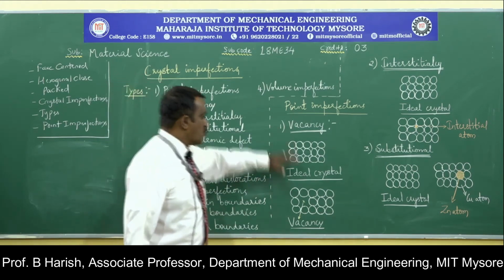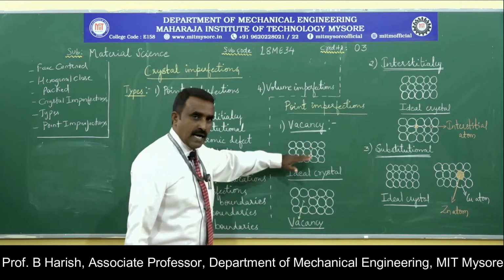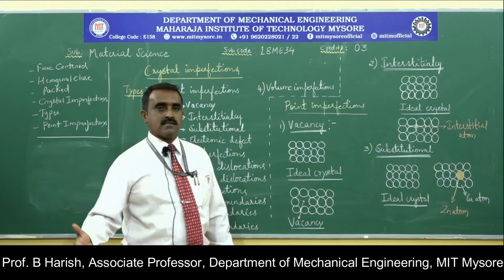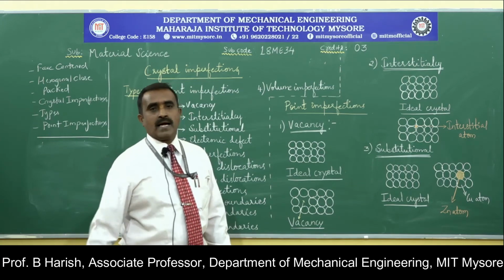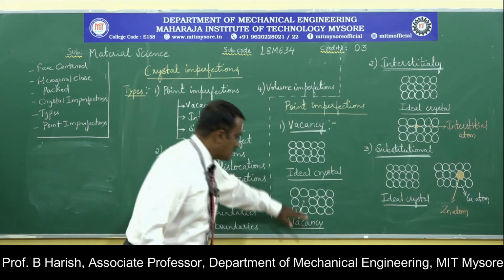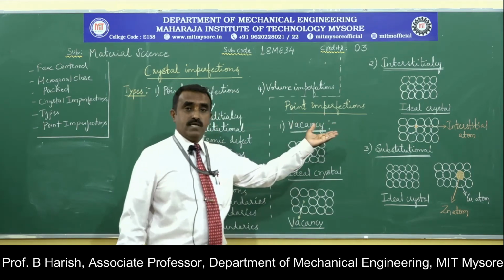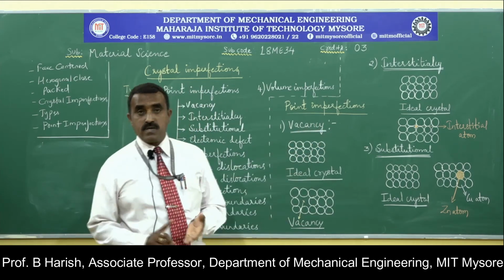So you can see here two figures. This is one, the ideal crystal, as I just now mentioned. So we cannot have a crystal which is an ideal crystal. Theoretically we can say, but practically it is not seen. So this is the crystal where vacancy is created. Then what is vacancy imperfection? Under point imperfections, the first one is vacancy.